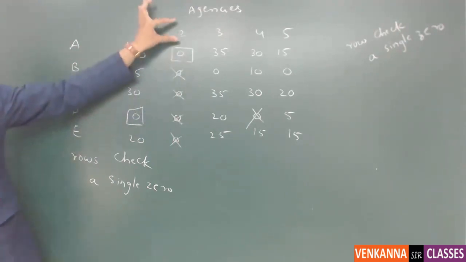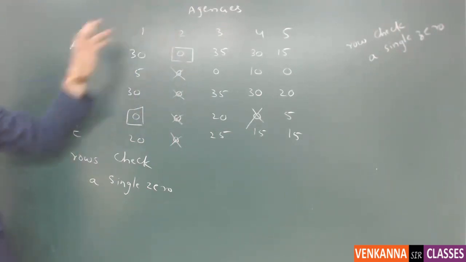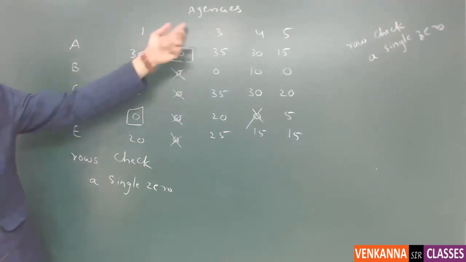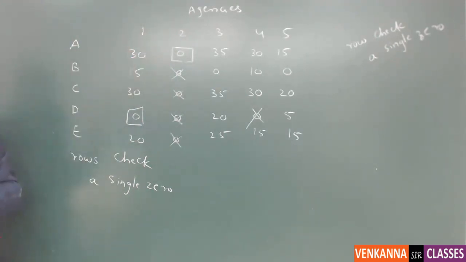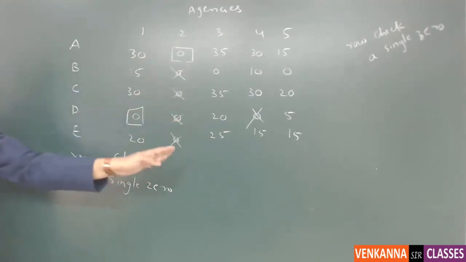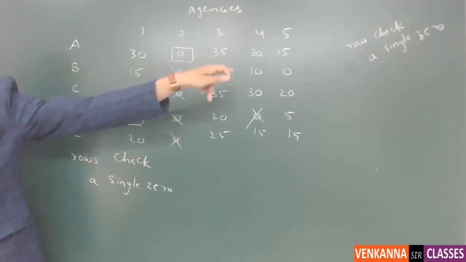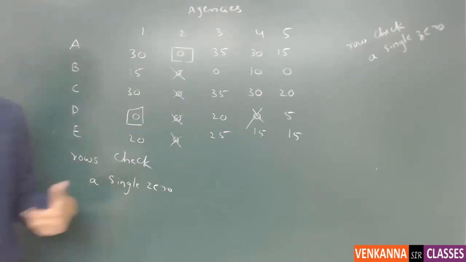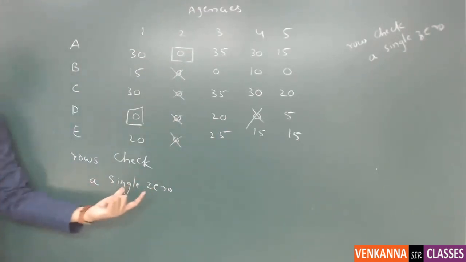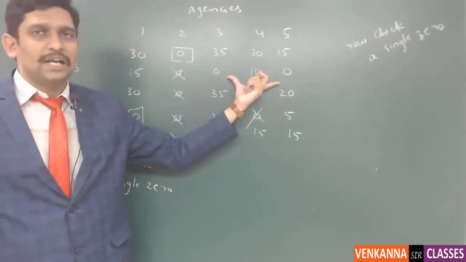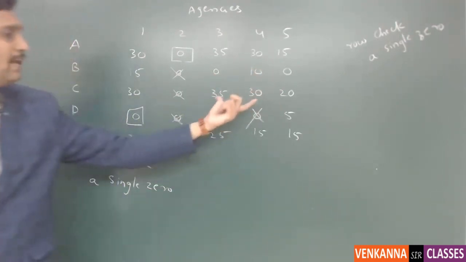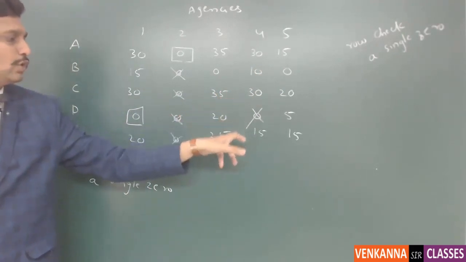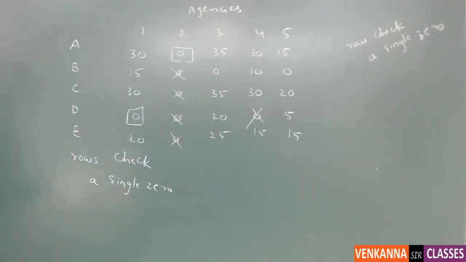It means that agency 2 is paired with place A. So I cannot allocate the agency to any other place, isn't it? So I have crossed any 0 in that column. While I am checking the rows, I am cancelling the zeros in the column, and I am checking for the single 0. Since I have 2 zeros here, I am not going for this. Again, I am checking the rows, 3rd row, 4th row, 5th row, like this.